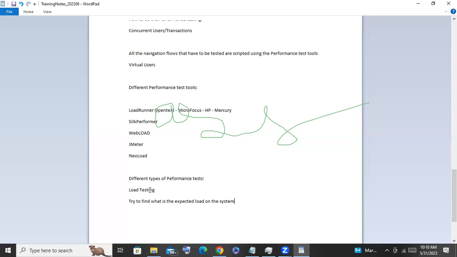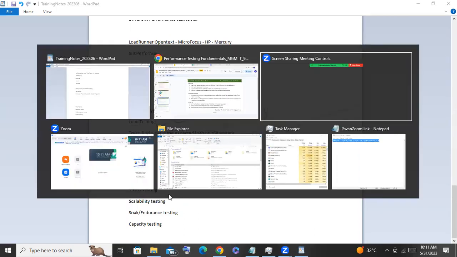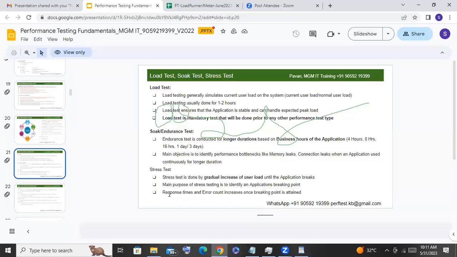So what you would do is try to find out the number of transactions and the number of users that would be there on the system, and you would test for that kind of load, and that is what is called load testing. Okay, clear, guys? Yeah, clear. So that is load testing. Now, as Pavan has mentioned in this document, the load testing would be done for probably an hour or two.